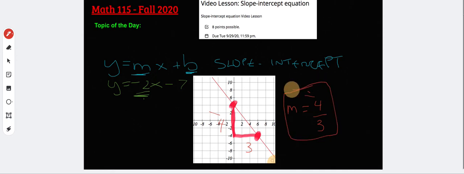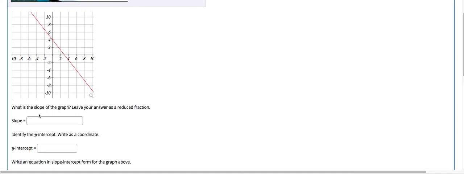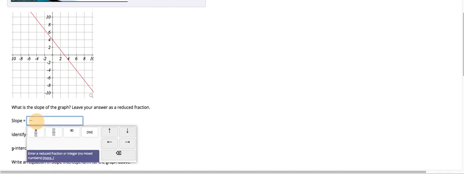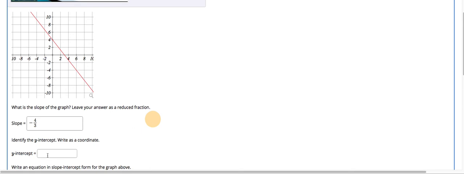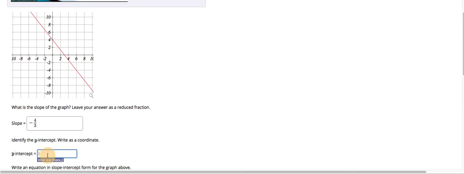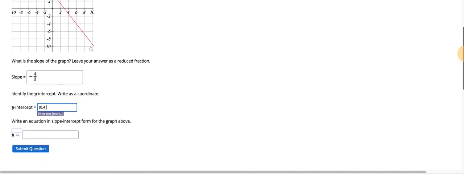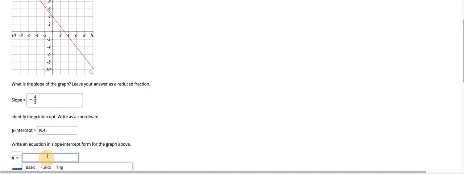So don't have fraction phobia as much as possible. Just go with the flow. The slope is -4/3, and that's fair enough. The y-intercept appears to be, it wants it as a coordinate. Be careful. So it doesn't want just the number 4. It wants (0, 4). And the last thing it wants is to put everything together in slope-intercept form, which is y = -4/3 x + 4. And I think that's it for this particular question.